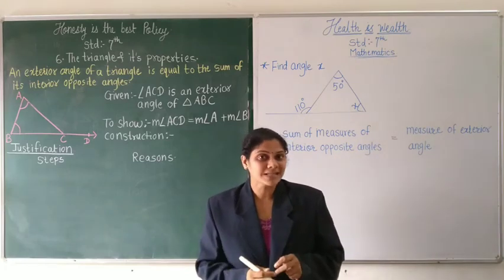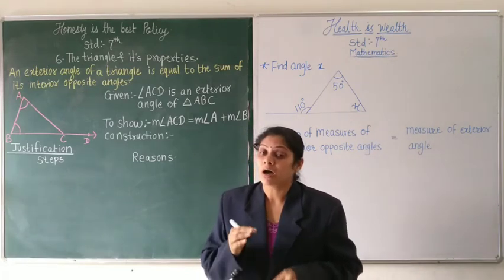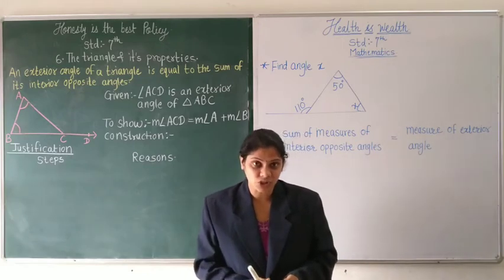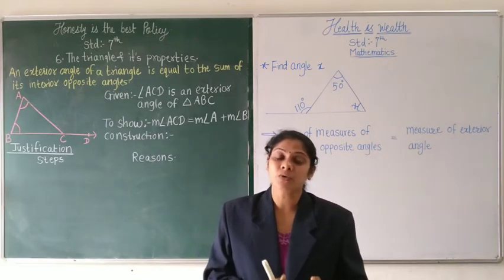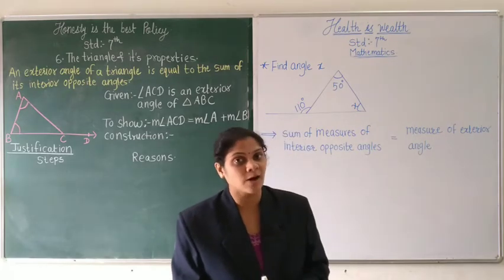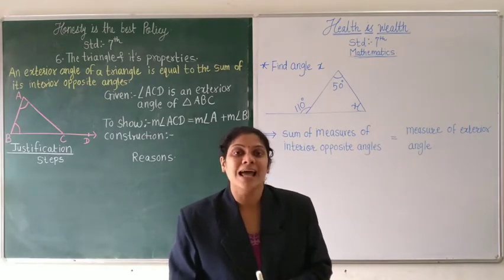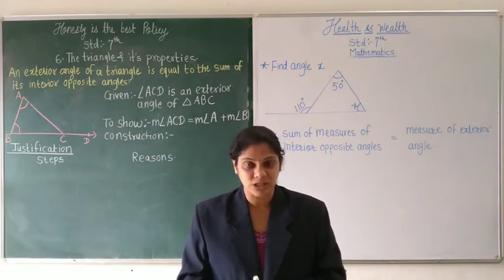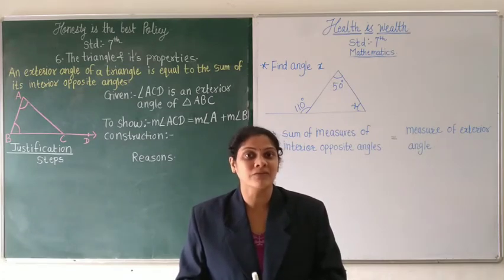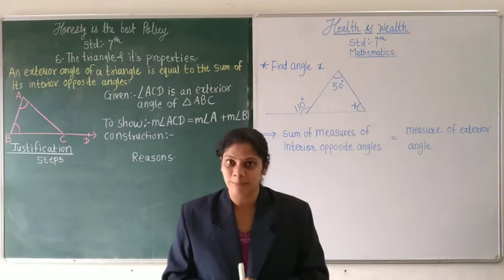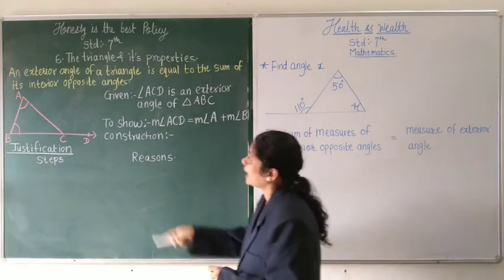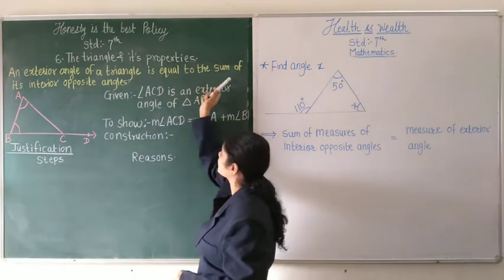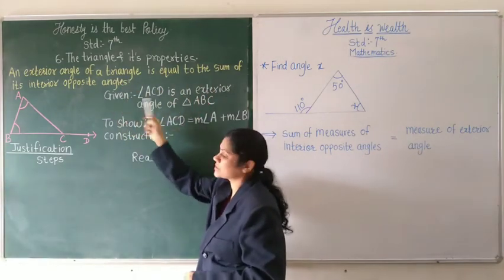So with the help of this statement, we are going to draw a diagram. As in the construction topic we have studied, we have to draw a rough diagram of a given construction. Similarly, when we write the justification, we have to draw a diagram with the help of the given statement. So what is my statement? An exterior angle of a triangle is equal to the sum of the interior opposite angles.